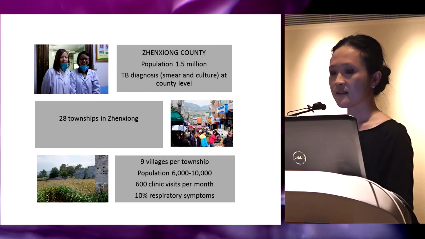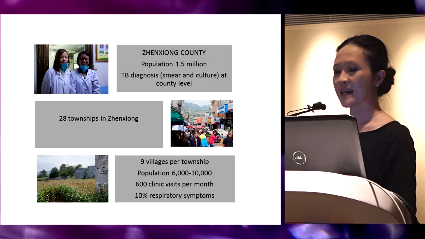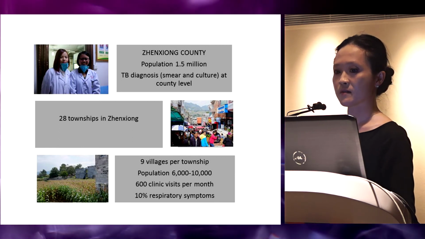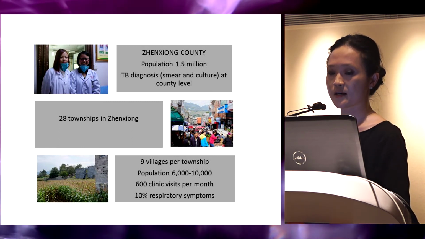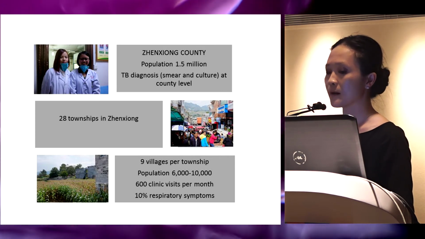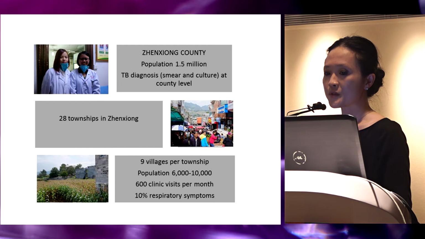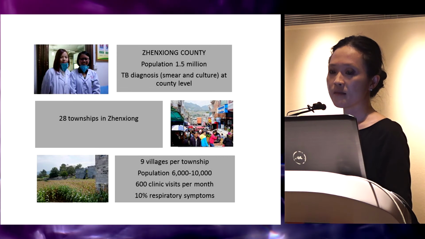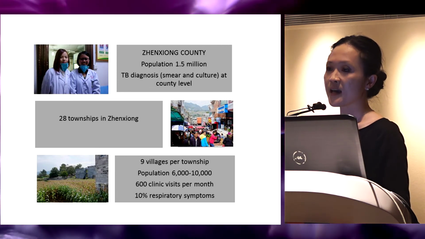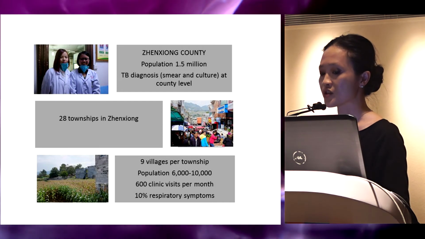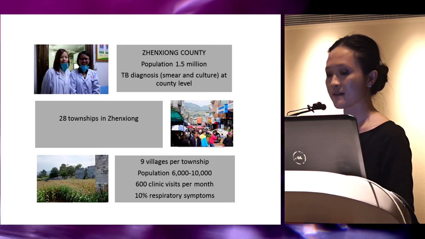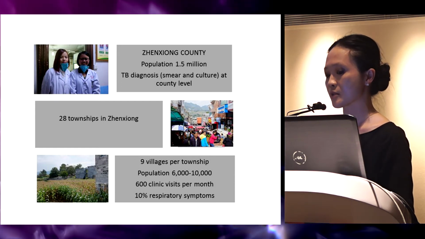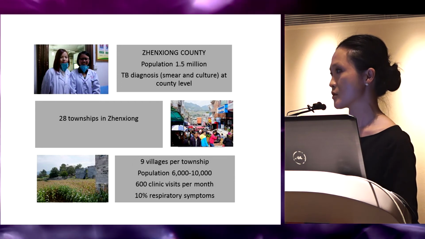The China provincial and county system is quite vertical, not surprisingly. What I'm showing you here are the 3 levels of the health system in the rural area of China. In Zhensheng County, we have a population of 1.5 million people. TB diagnosis, which currently has been smear and culture, is only done at the county level. Within this county, there are 28 townships. And within each township, there are approximately 9 villages. The population in each village is approximately 6,000 to 10,000. In each of the village clinics, there are approximately 600 clinic visits per month, and 10% of those visits are for respiratory symptoms.